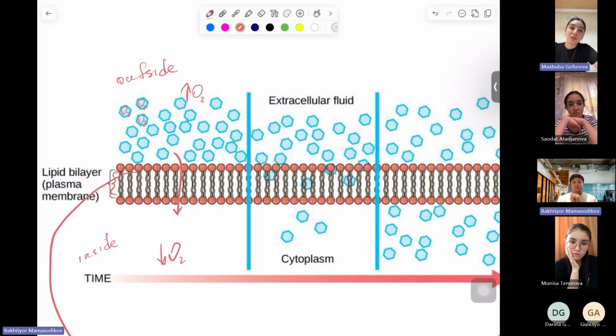How about carbon dioxide? It's also a gas. It should go outside, right? We have more carbon dioxide inside, and it should go outside. But how is that happening? How are the molecules doing this? Have you ever imagined this?